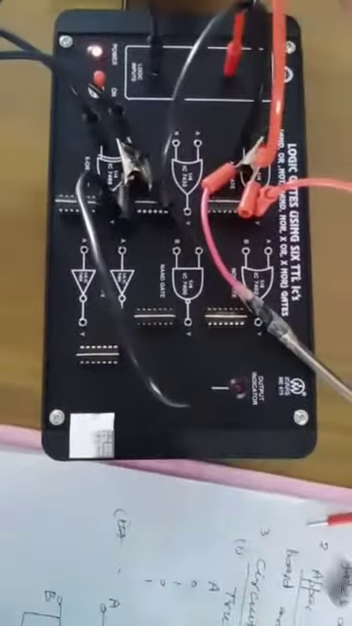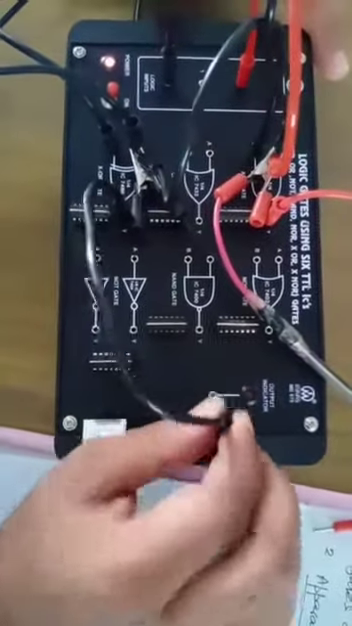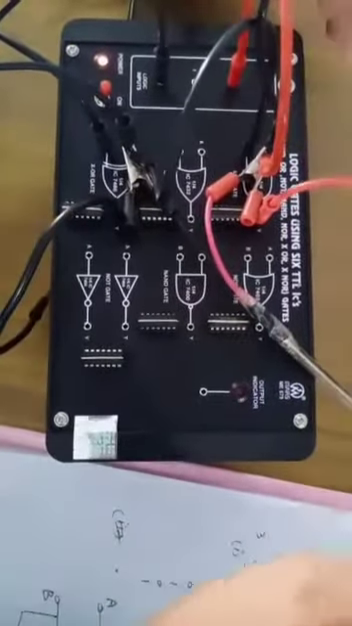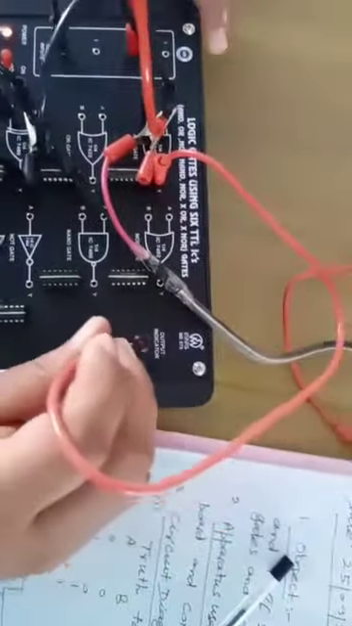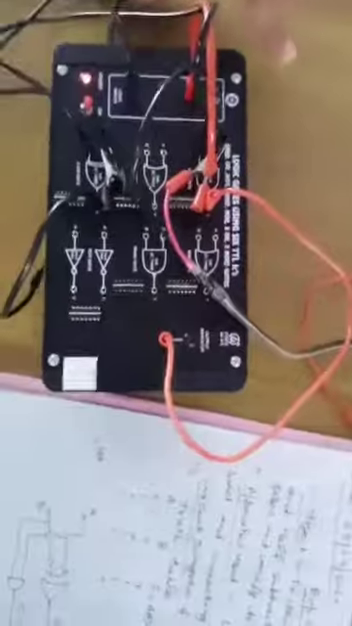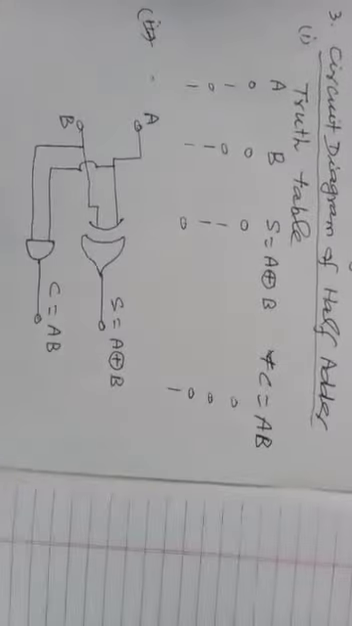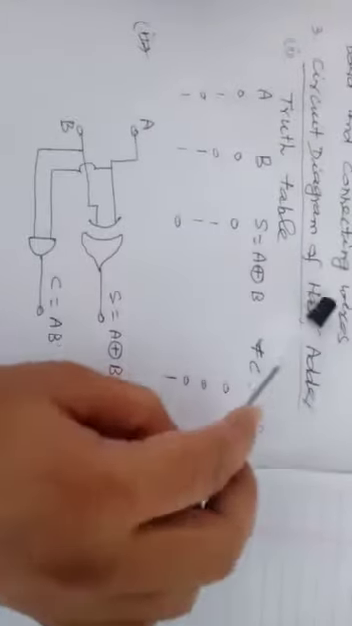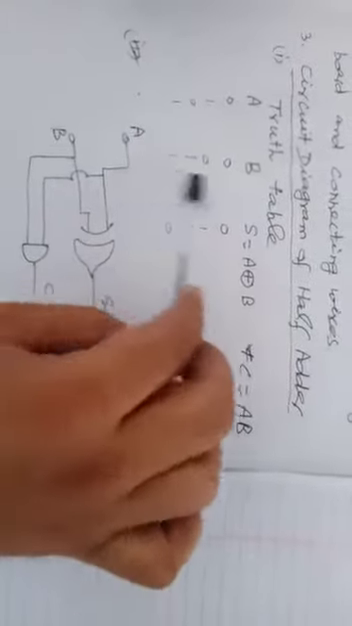This is 0, it is verified. Let us check the output of the AND gate, that is carry, it is also 0. In this way, this truth table of the half adder is designed and verified. Now you have to design this and verify the truth table and write its theory in your copy.